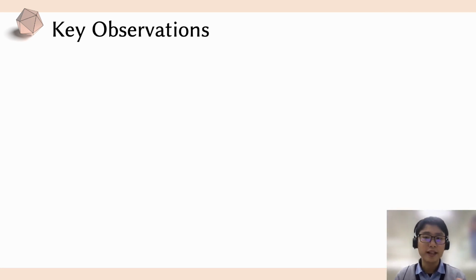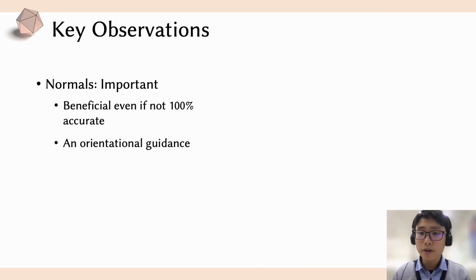How do the two constraints affect the final solution? From careful inspections, we have the following key observations. First, the normal constraints are important because it drives the sign of the implicit function. However, even if they are not 100% accurate, say several degrees off the ground truth values, they still serve as an important orientational guidance that effectively regularizes the geometry.